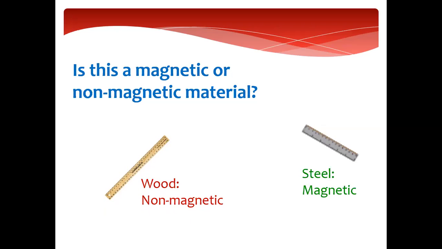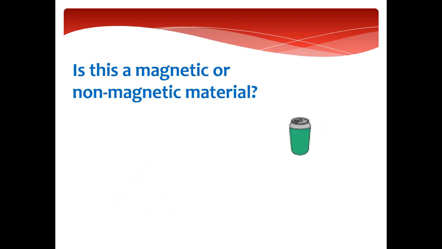One is made of wood, which is non-magnetic, and one is made of steel, which will be magnetic. Here is the can. The can is made of aluminum, so the aluminum is non-magnetic. Ask yourself, what is the thing made of? Is it magnetic or non-magnetic? Will it be attracted to the magnet or not attracted to the magnet?